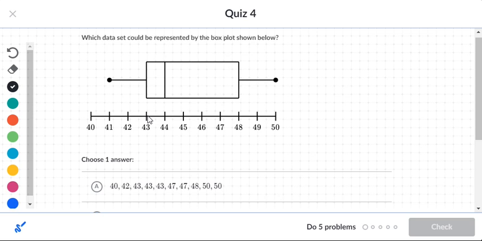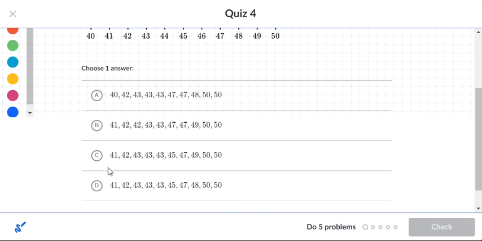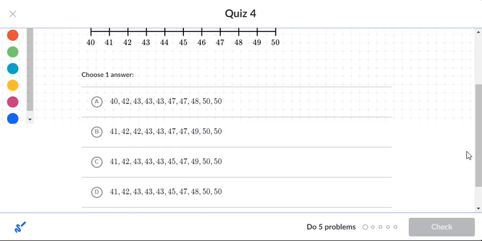So now what we want to do is take a look at the first quartile, which is 43. So 1, 2, 3, 4, 5, that is 43. Now it comes down to quartile 3, which one has 48.